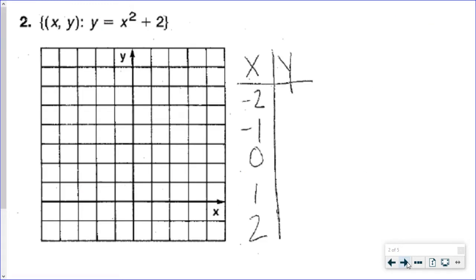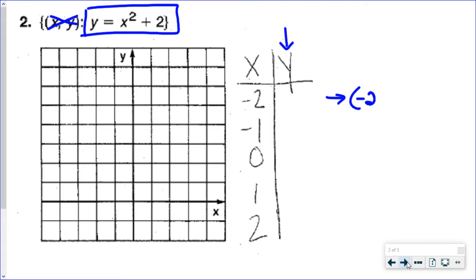Okay, so first things first. This is number 2. Ignore this part, that's just called set notation, and think about this. Okay, so y equals x squared plus 2. So here, I'm going to solve for y, so I'm going to do x squared plus 2 in my calculator. And I'm going to get 6.